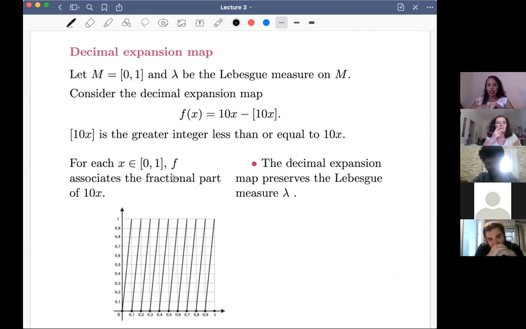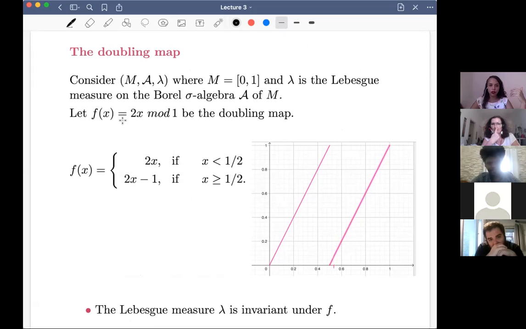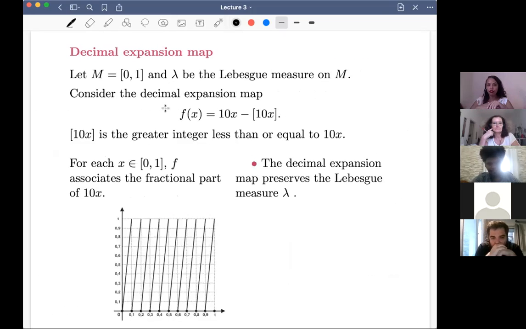There is a natural extension of this doubling map. This is 2x modulus 1, but you can think of the decimal expansion, in which you multiply x by 10 and take the fractional part of it. So this is 10x minus the greatest integer less than or equal to 10x. This is the fractional part of 10x. So this is the graph of the decimal expansion map, and this also preserves the Lebesgue measure.